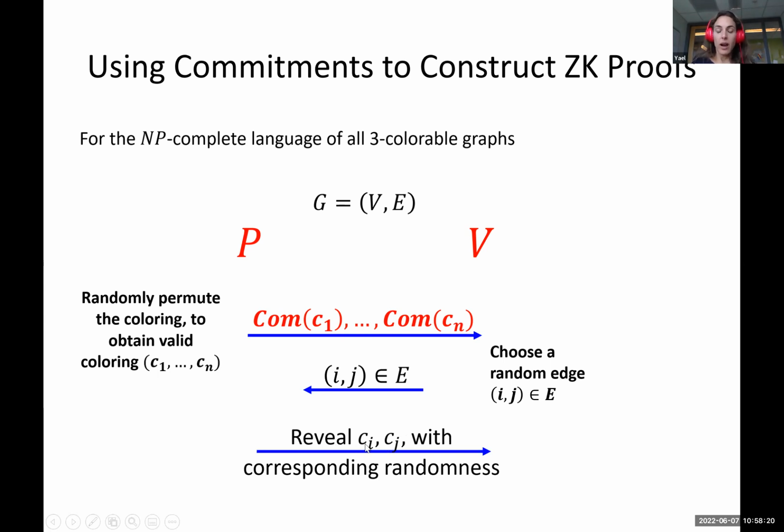So I reveal color i and color j with randomness i and randomness j. And the verifier just checks that indeed commit of color i with randomness i is what's written in the ith location in the first message. And similarly with j. That's it. That's the protocol. You just use a commitment scheme. That's my zero-knowledge protocol, with bad soundness, and you repeat it sequentially to get good soundness.